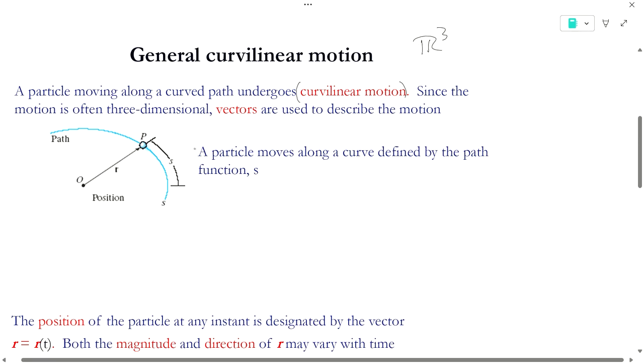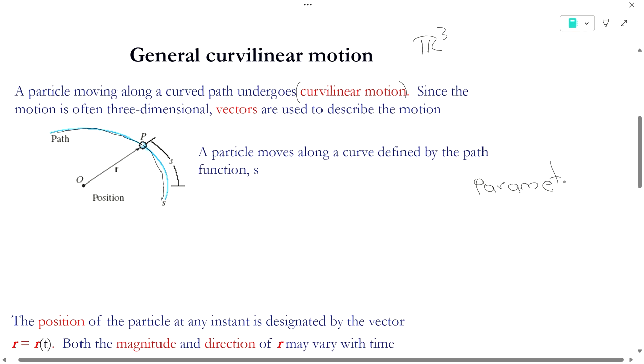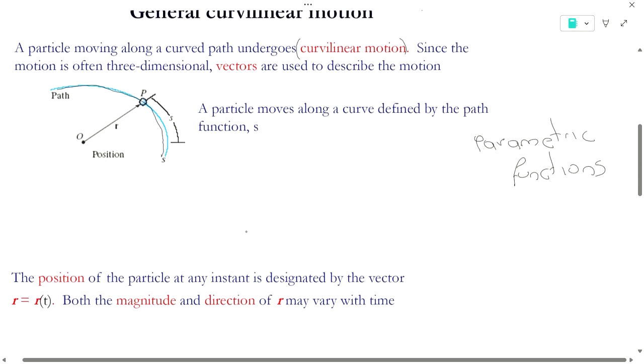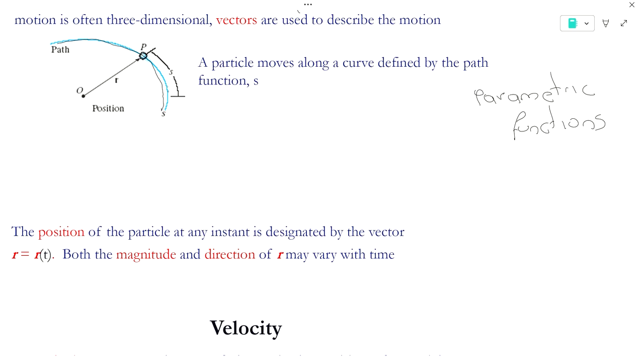So let's consider a particle that moves along a curve defined by the function s. So there's a path and it is described by a parametric function s. And if you want, pause this lecture and look into parametric functions. It's not something that we're going to discuss here, but this is very useful to characterize the path of curvilinear motion. So just for now, consider a path function s, and the particle p is going along that path.